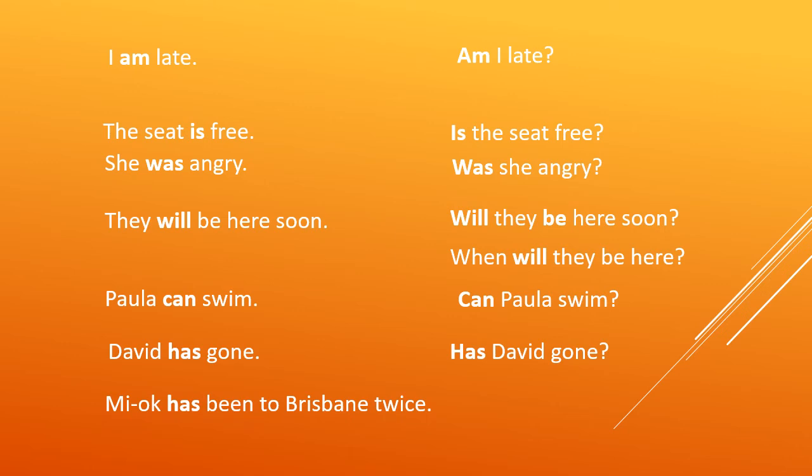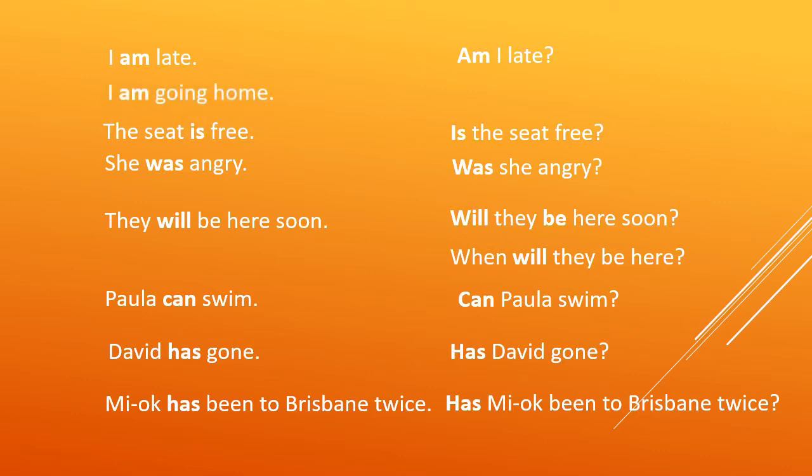Now we have the last sentence. Miok has been to Brisbane twice. "Has" is an auxiliary verb for present perfect tense. So the question becomes, has Miok been to Brisbane twice?